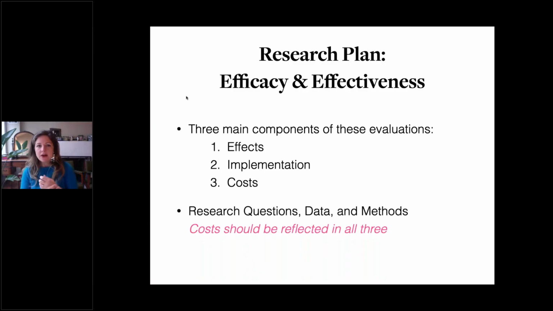All right, so efficacy and effectiveness. In your research plans, there's often three main components. You've got effects, you've got implementation or fidelity, and you've got costs. What I recommend is that you think about how these three build on one another. Already said that. But in these, you're going to have research questions, you're going to have data, you're going to have methods, and I think you're going to be best off if your costs are reflected in all three.